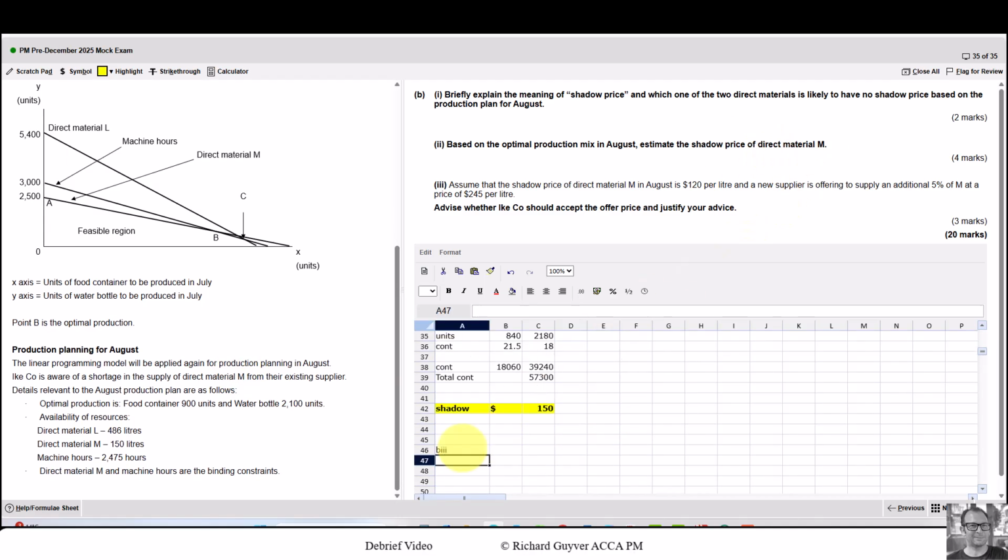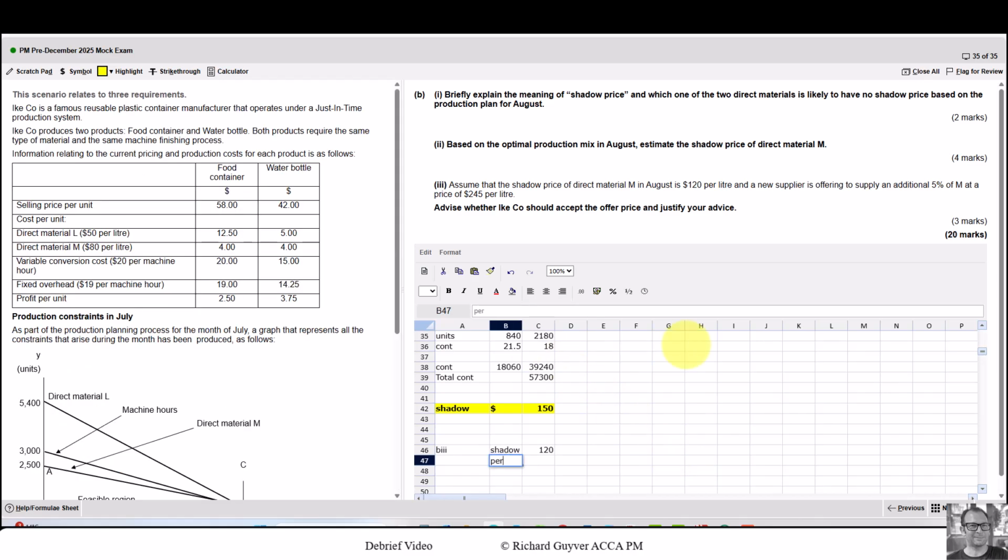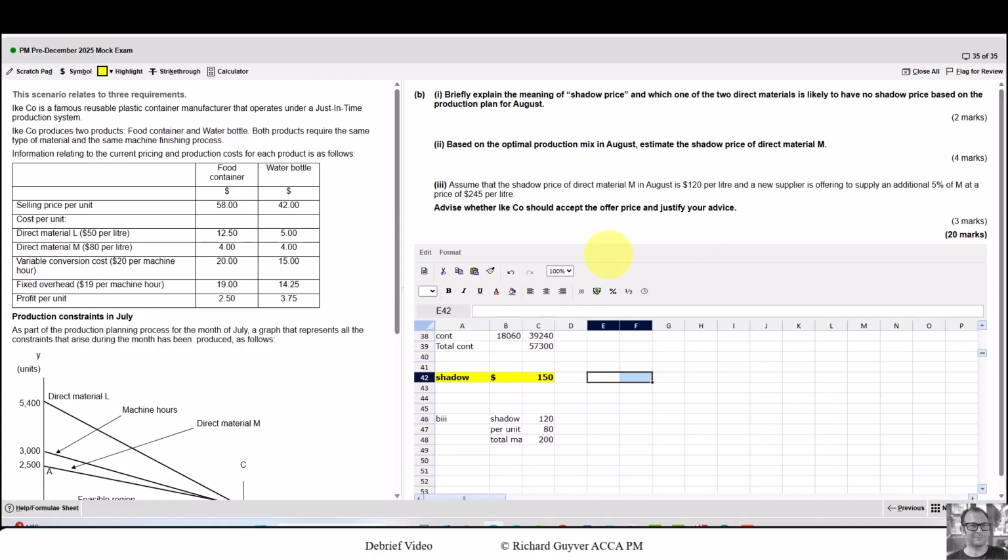And then B3, assume the shadow price is this, and new suppliers offering to supply an additional 5% at this price. Should they accept the offer? Well, let's do a little side calculation. Shadow is 120, per unit is 80 from the table here. Total max is those together, 200. And they're offering at 245, so the answer is no.